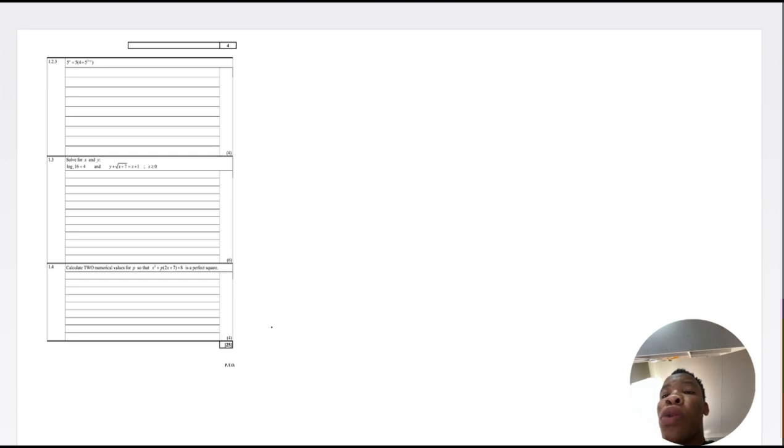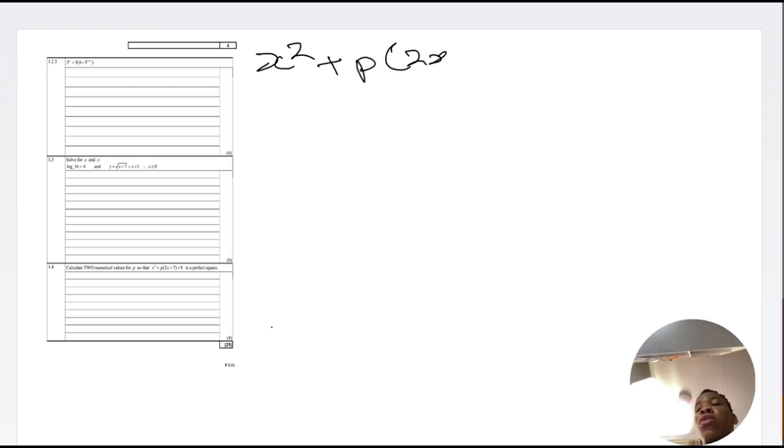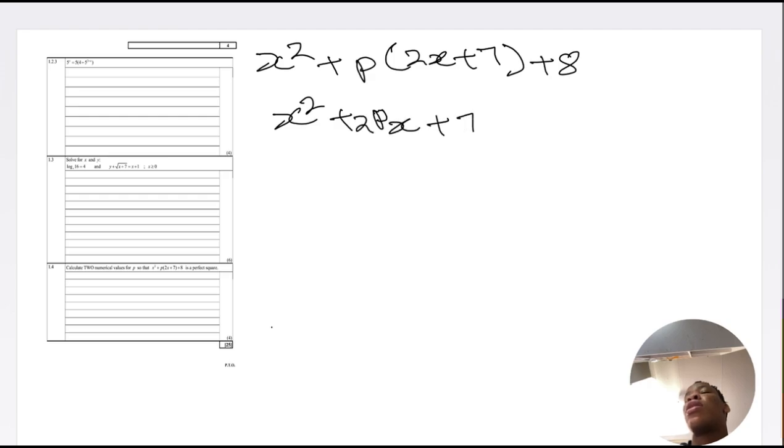1.4, they're saying calculate two numerical values for p so that x squared plus p open 2x plus 7 plus 8 is a perfect square. So we have x squared plus p into 2x plus 7 plus 8. First thing that we do, let's multiply by p. You will have x squared plus 2px plus 7p plus 8.